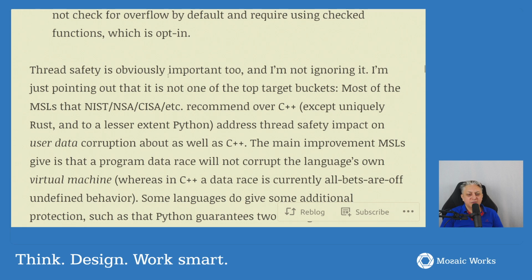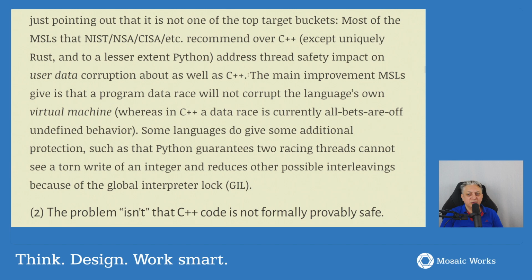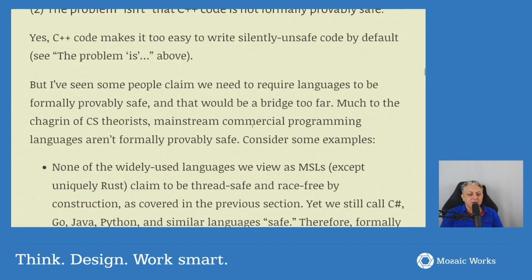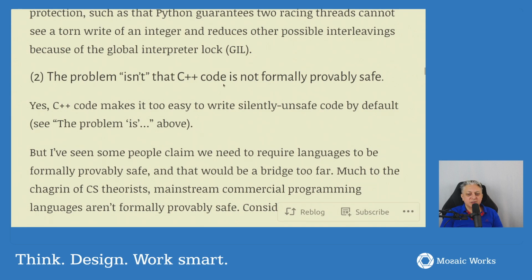Thread safety is obviously important too, but it is not one of the top target buckets. And actually, yeah, most programming languages are comparable with C++ in thread safety. The problem isn't that C++ code is not formally provably safe.